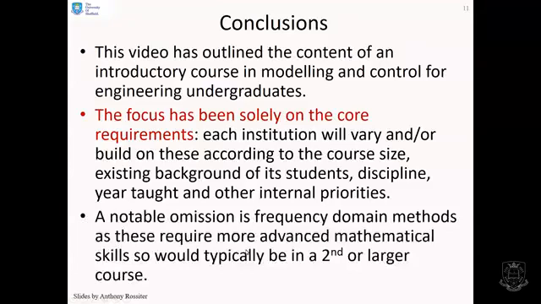Now, a notable omission from these slides is frequency domain methods, and the reason for that is these require more advanced mathematical skills and so would typically be in a second or much larger course.